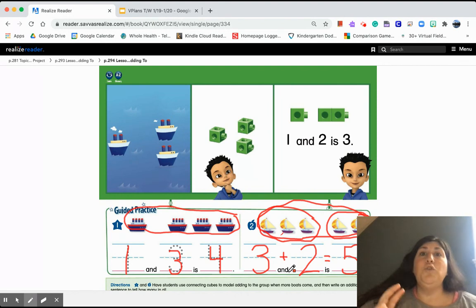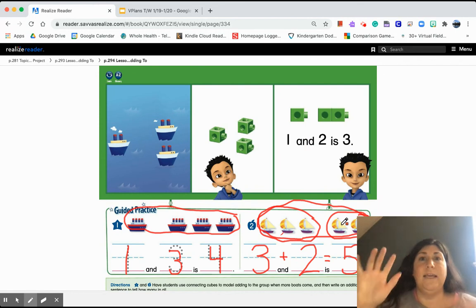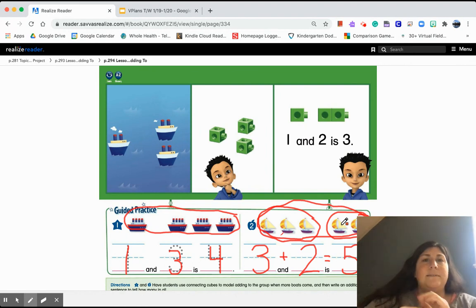Today, you have 2 pages to work on the same skill. So taking 2 groups and putting them together. So finding out how many there are in all. After you finish that, you have 2 options. So you can either do this rolling addition activity for rolling dice, or you can play ABC. Molly adds up to 10.